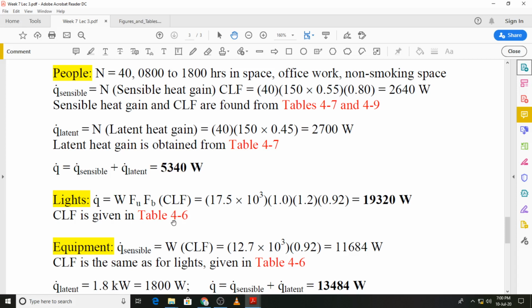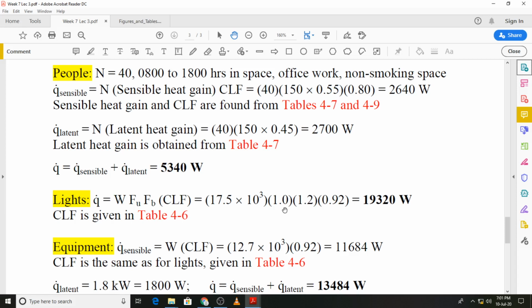The cooling load due to lights is given by the formula Q dot is equal to the wattage multiplied by the utilization factor multiplied by the ballast factor and the cooling load factor. The wattage is given as 17.5 kilowatts, so make sure you convert it into watts. I told you earlier that if information regarding the utilization factor is not given, then we take the default value to be 1. So because it was not provided to us, we have taken it to be 1.